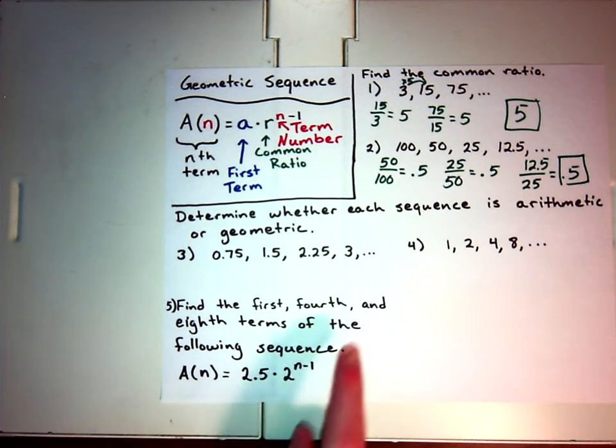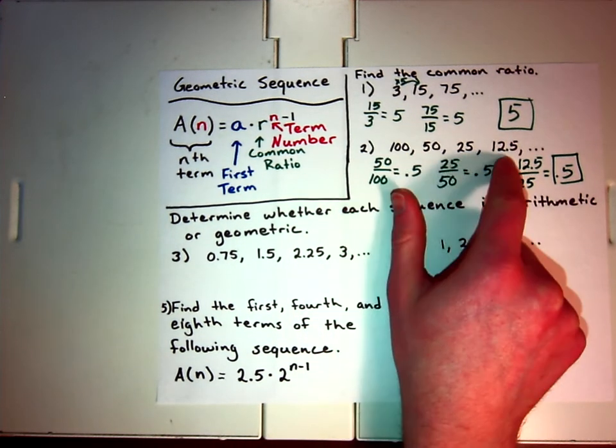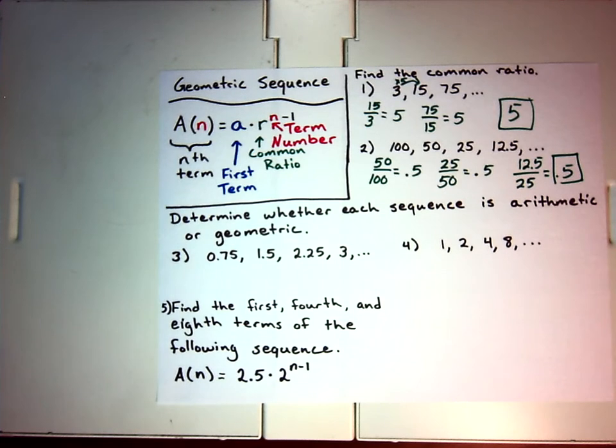A general rule of thumb is, notice, it's getting smaller as it goes, so it must be multiplied by something less than the value of 1. If it's getting larger, it needs to be multiplied by something greater than the value of 1.